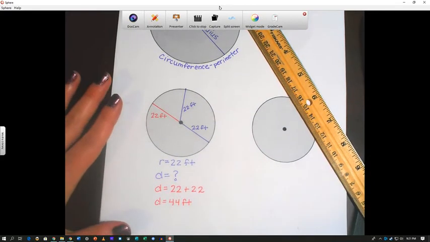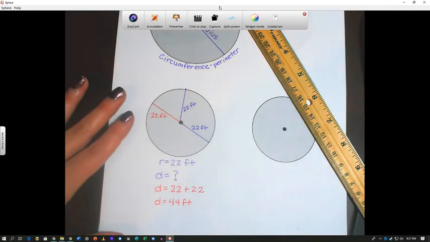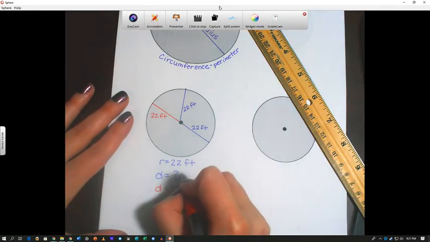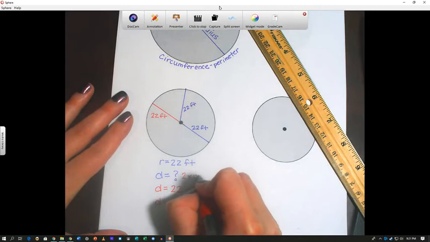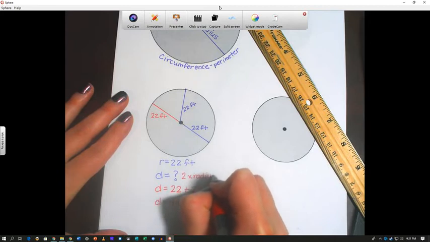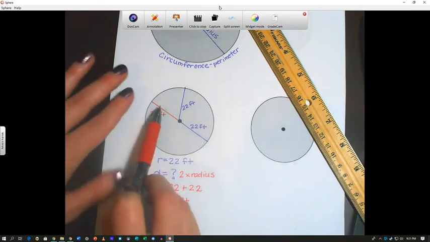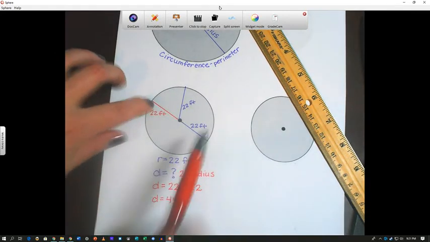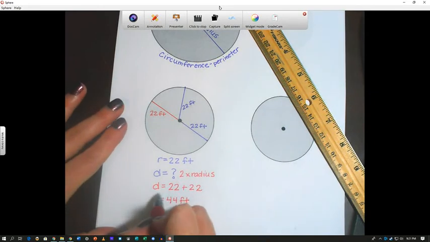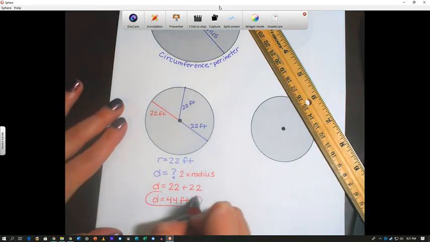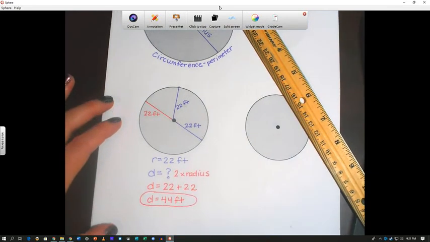So basically, to go from the radius to the diameter, we take the radius and double it. We multiply the radius by 2. Because 2 radii make up one full diameter. So now we know that full length across the circle.